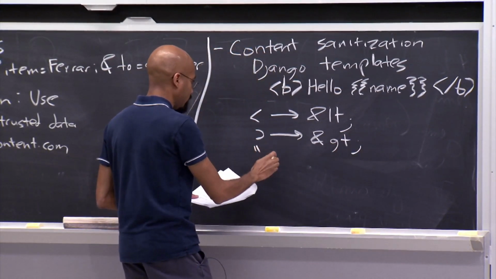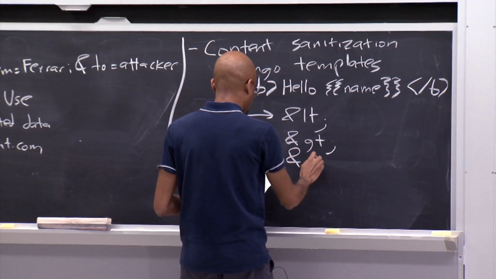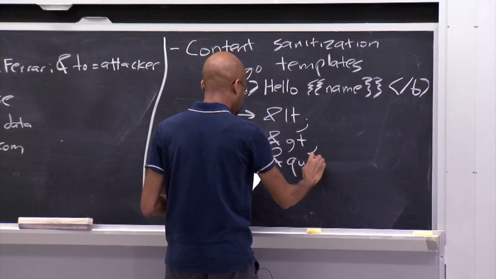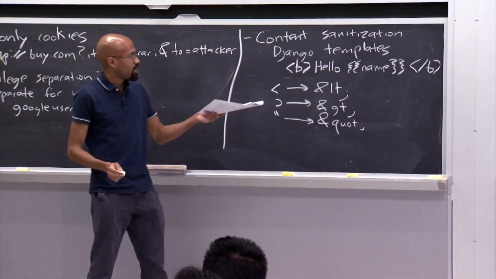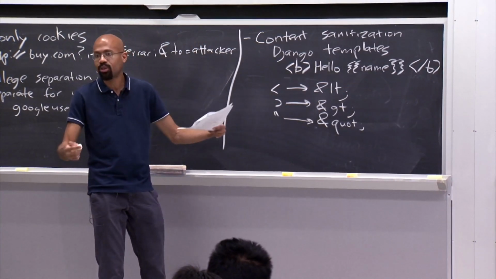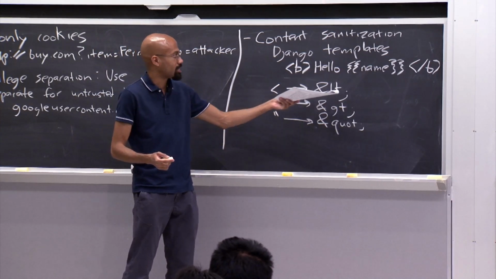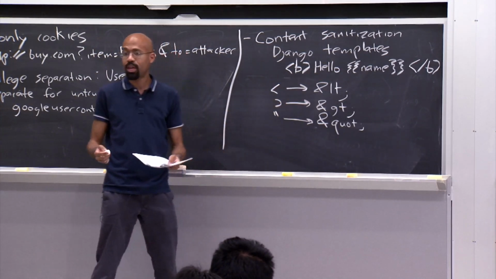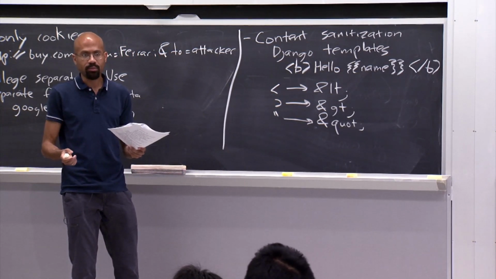Double quotations get translated into ampersand quote, and so on and so forth. What this ensures is that if the content the user put in name actually tries to contain angle brackets or things like this, then it'll basically be neutered, right? And it'll be translated as something that will not be interpreted as HTML on the client-side browser. So does that make sense?